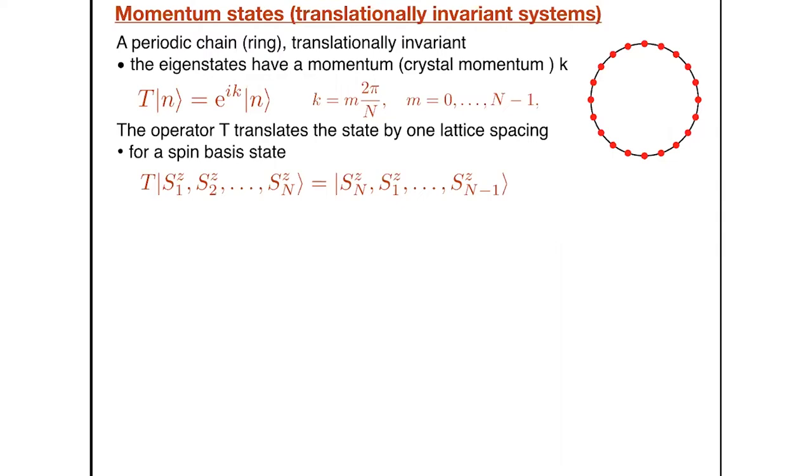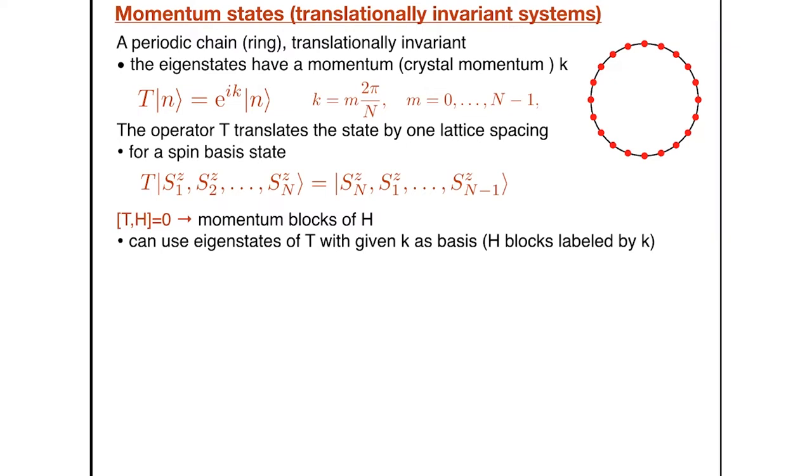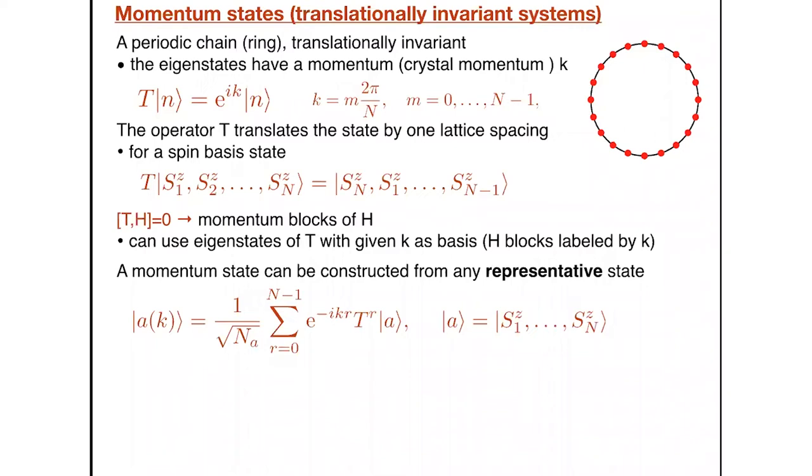Okay, so now we know that this translation commutes with the Hamiltonian, right? So that means we can exploit this symmetry. So how do we actually construct the momentum state? Well, it's very simple. It's just the discrete Fourier transform, of course, of some state.